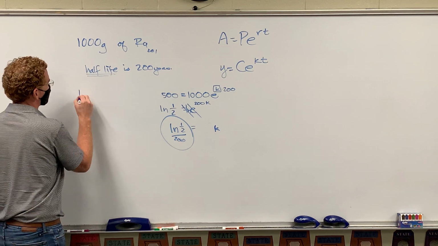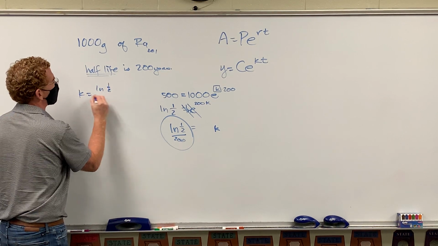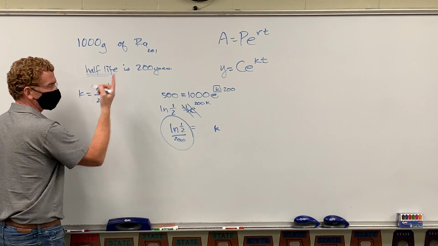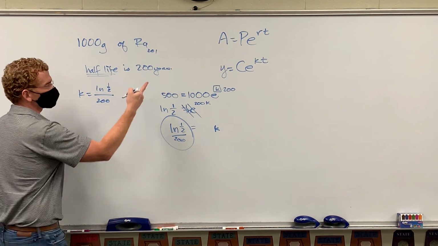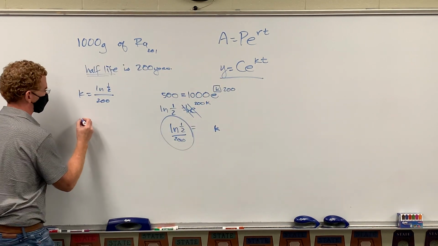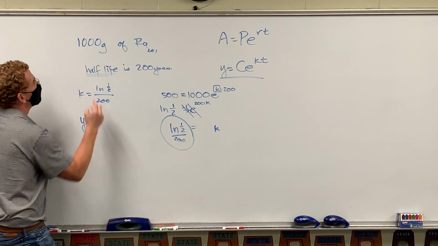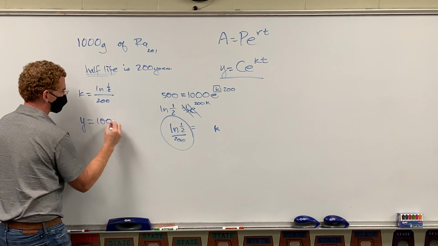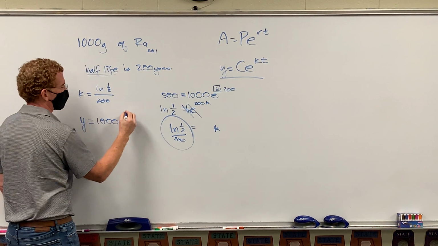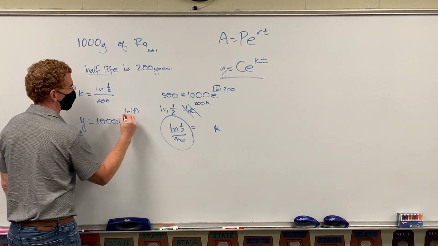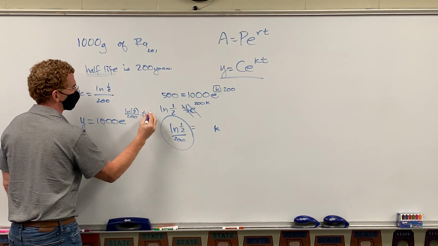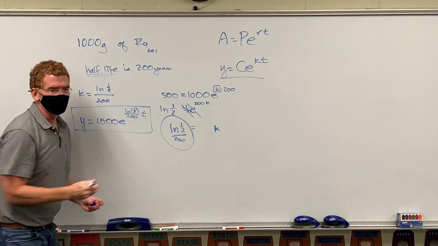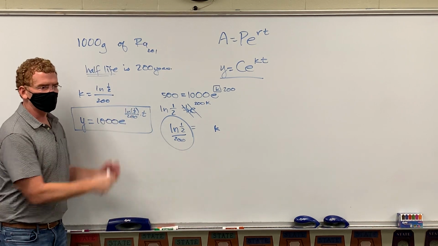So let me just say, hey, the k value is the natural log of a half over 200 years. And now I've got the k value. And then I can just go in and I am ready to go in this equation because y is the final amount, c is the initial amount, k I now know, and you can type it in your calculator if you had a calculator, times number of years. And I have my formula ready to go, and I'm ready to jump into action.